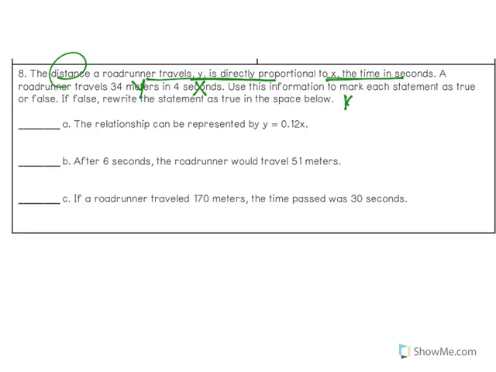So I would do k is equal to y over x, which is 34 over 4, and that would simplify down to 8.5. If I was to write that in an equation, it's y equals 8.5x. So the relationship can be represented by 0.21x. That is a false statement. That should be changed to 8.5.